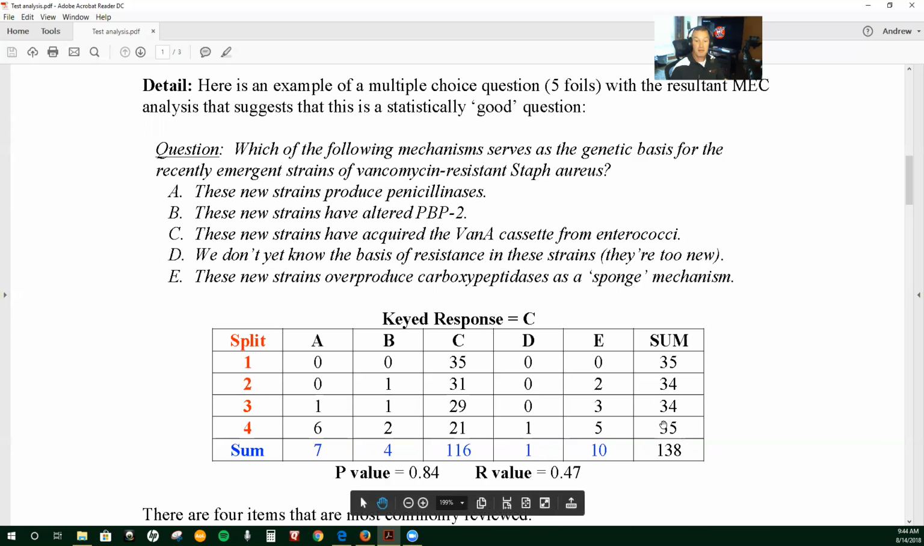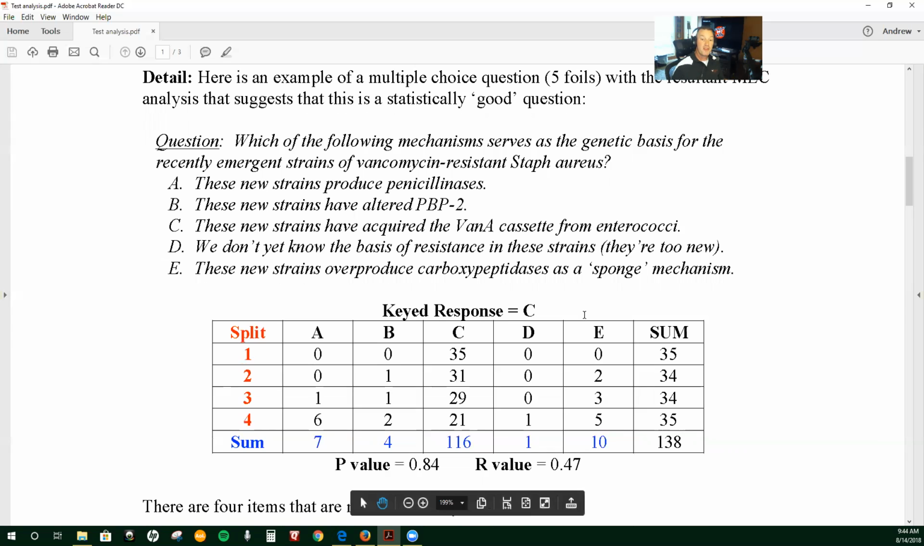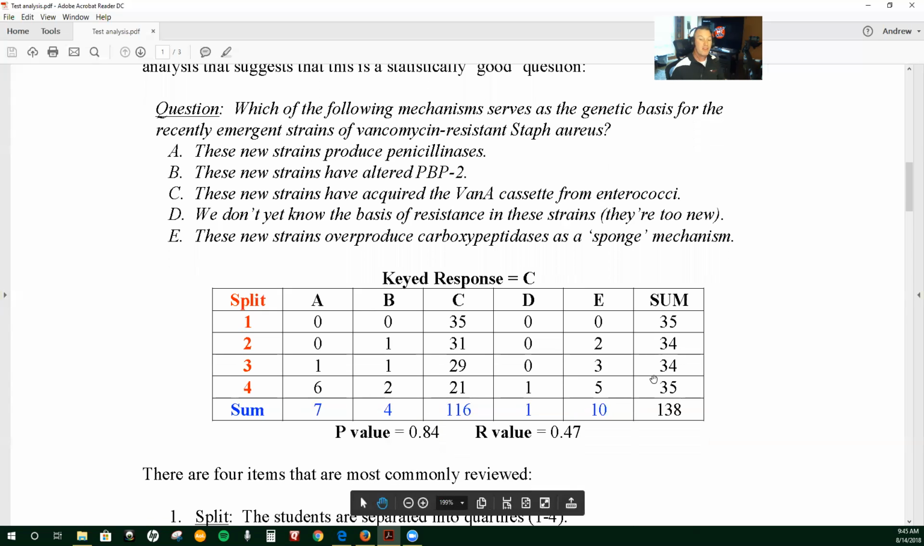That equals 138 students. On this particular question, of those 138 students, 116 got the question correct. So that gives you a p-value of 0.84. So 84% of the class got this question right. That's all that means. No magic there. The R value is where your computations come into play. And no, you will not be doing this by hand.